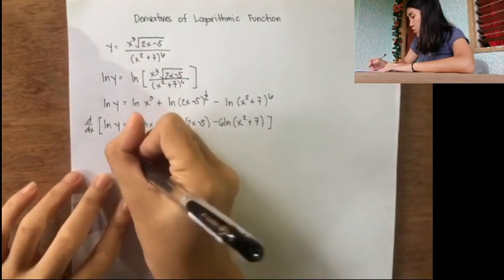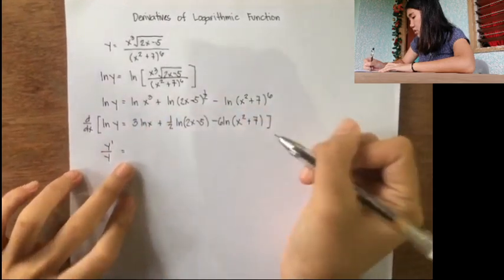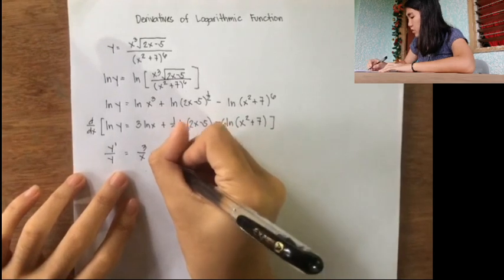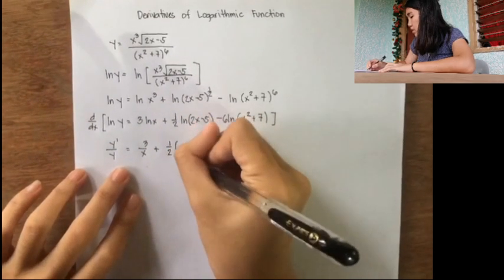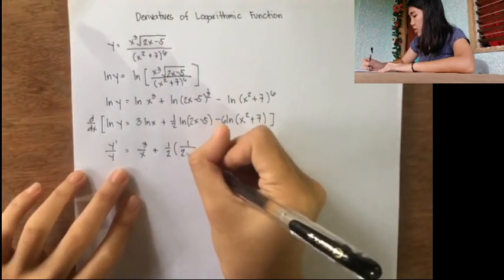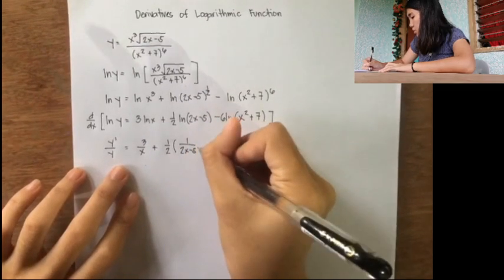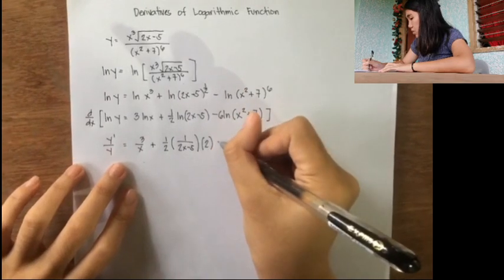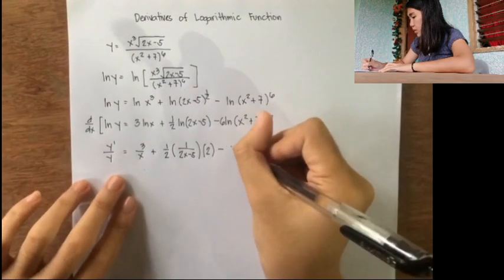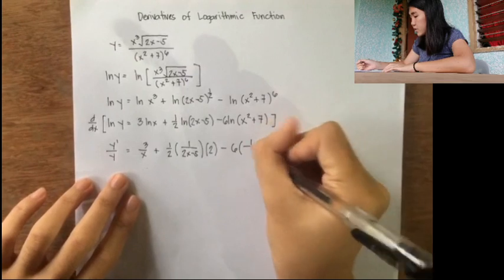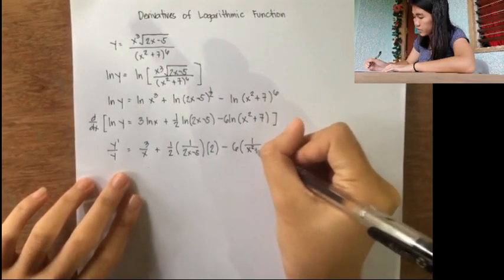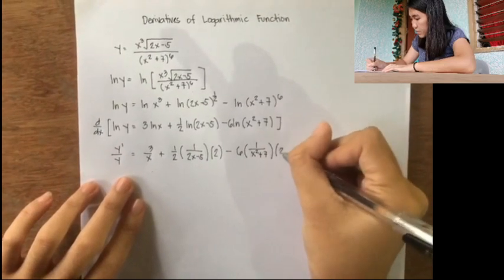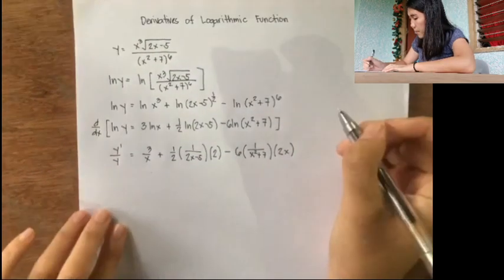The derivative of ln y is y prime over y. The derivative of 3 ln x is 3 over x, plus 1/2 times the derivative of ln 2x minus 5, which is 1 over 2x minus 5 times the derivative of 2x minus 5, which is 2. Minus 6 times the derivative of ln x squared plus 7, which is 1 over x squared plus 7 times the derivative of x squared plus 7, which is 2x.